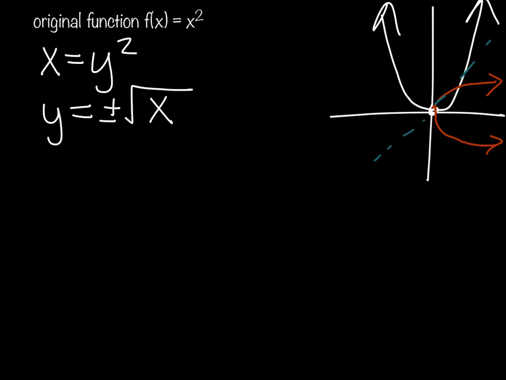However, that's not a function, is it? It fails the vertical line test. Each of our inputs has two outputs. So in order to make this inverse a function, we're going to restrict the domain.